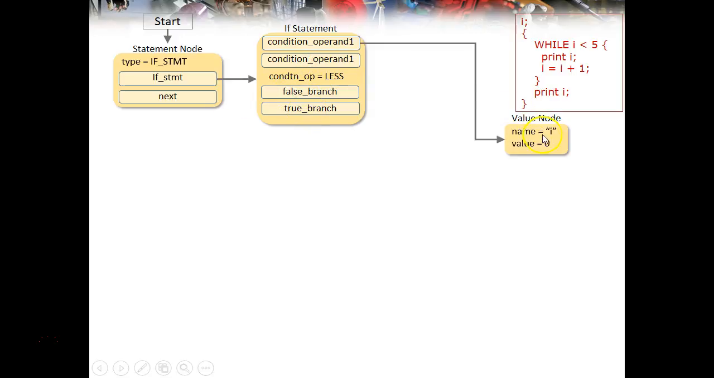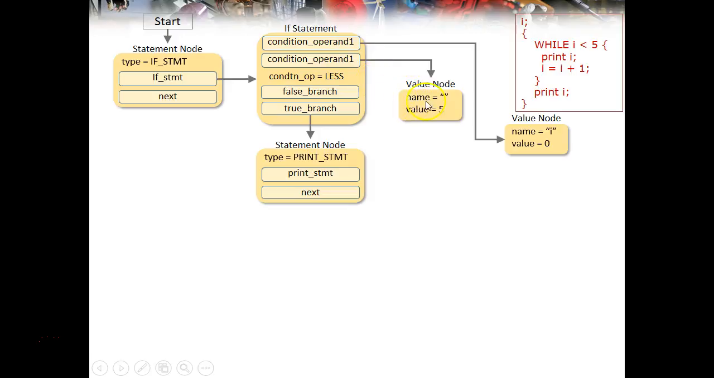So the condition operand is going to point to this variable I. The second condition operand is going to point to 5. So it'll compare those two and see if I is less than 5. Then the true branch, if that's true, is going to go to the next statement node. So see how this is creating kind of a little set of statements within that one statement? So you kind of have this tree almost that's going down.